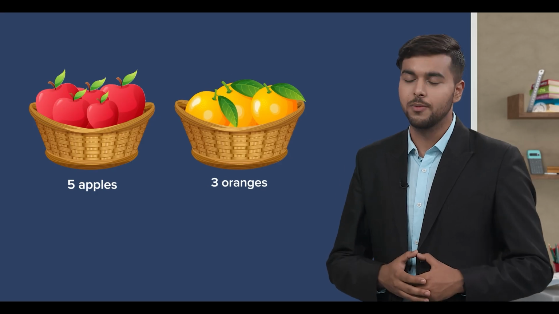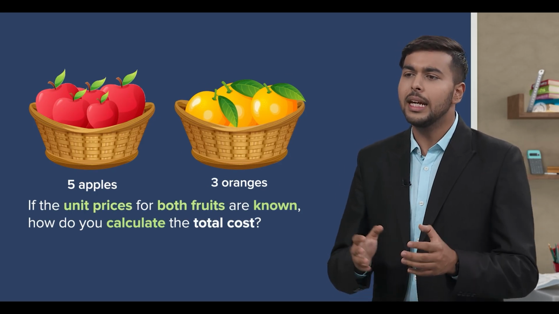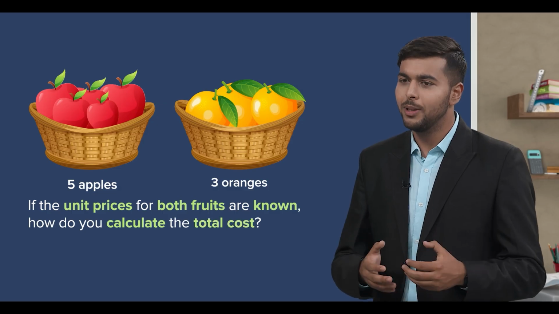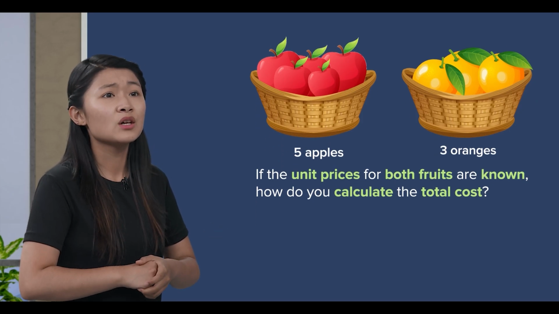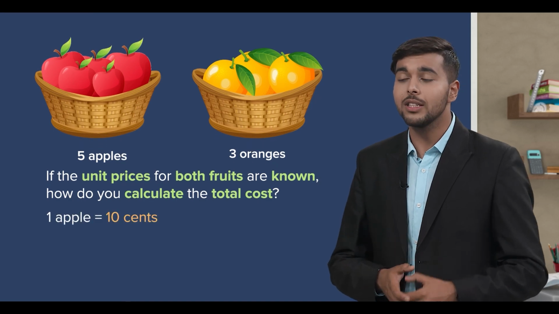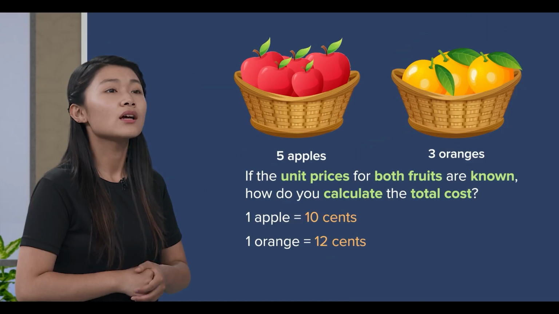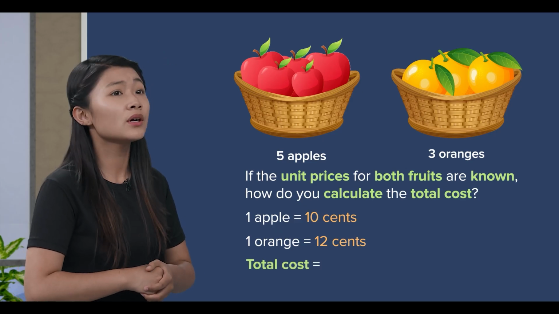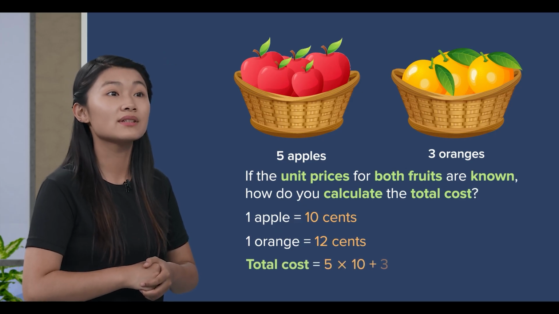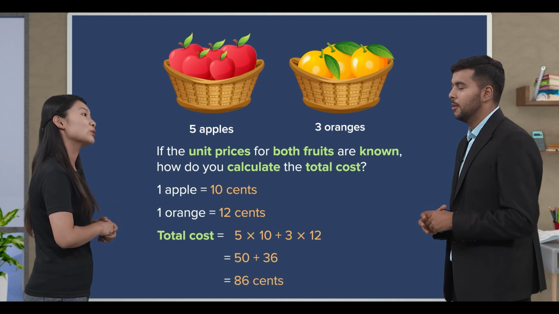Suppose you're going to buy 5 apples and 3 oranges. So if you know the unit price of both fruits, can you work out what the total cost would be? Of course, that's easy. But what are the unit prices here? Let's suppose the apples cost 10 cents each and the oranges cost 12 cents each. Okay, then the total cost would be 5 times 10 plus 3 times 12. So that would be 86 cents in total.